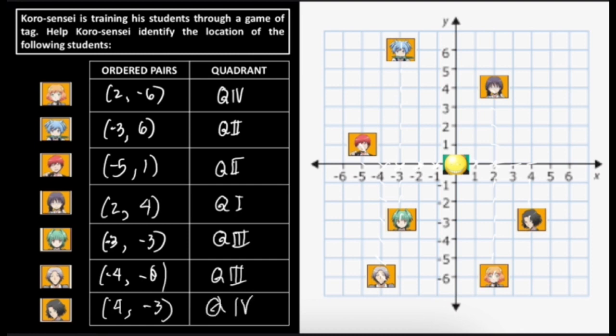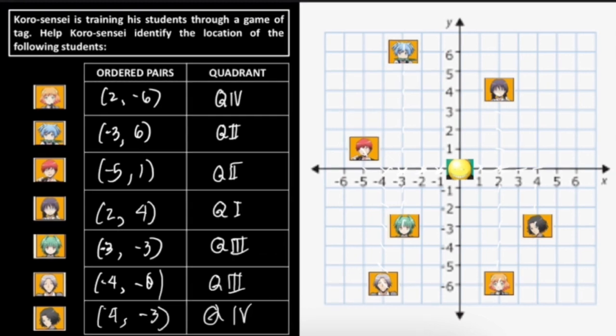So as easy as that, you can identify the location and, at the same time, identify in what quadrant, or what part of the Cartesian coordinate system, it is located. Always remember, it's an ordered pair. It starts with x followed by y.